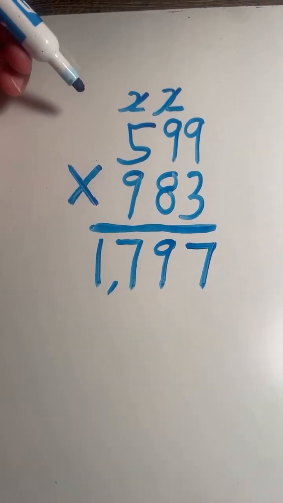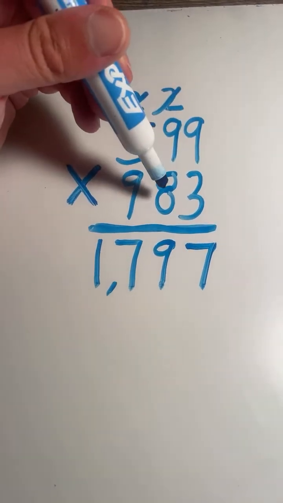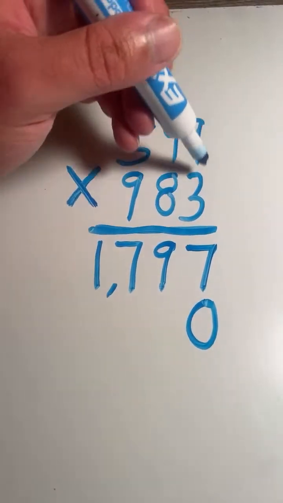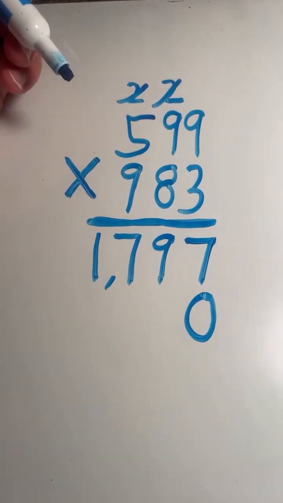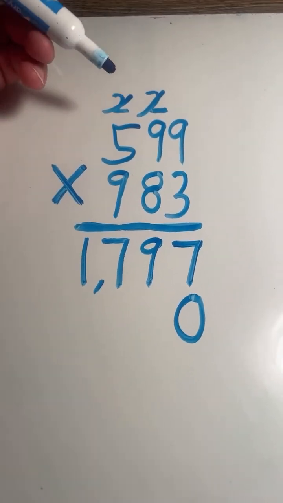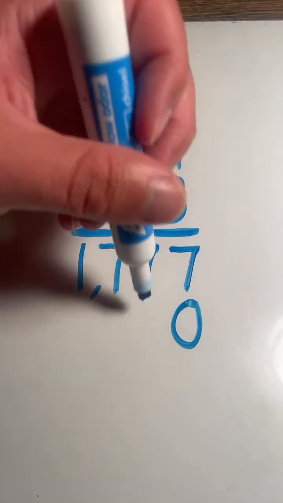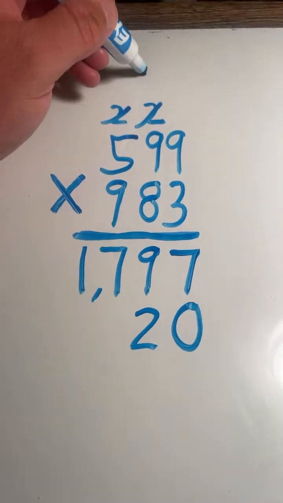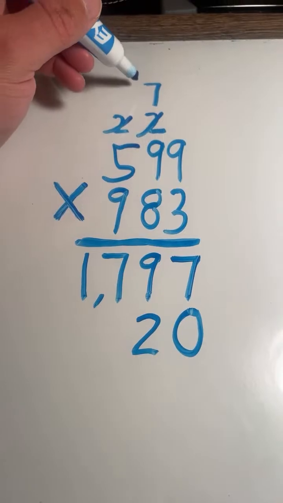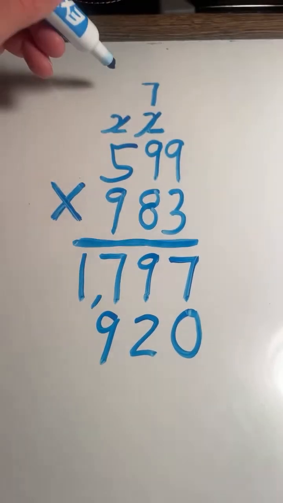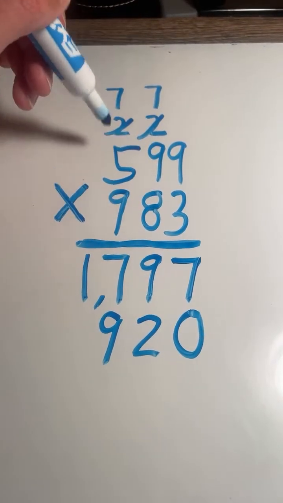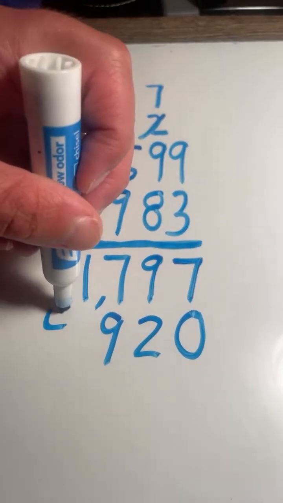Now next we multiply the top 3 digits times the bottom digit in the tens place. And we're putting a 0 in the ones place since both digits in the ones place have already been multiplied. 9 times 8 equals 72. 2, carry the 7. 9 times 8 again equals 72, plus 7 equals 79. 9, carry the 7. 5 times 8 equals 40, plus 7 equals 47.